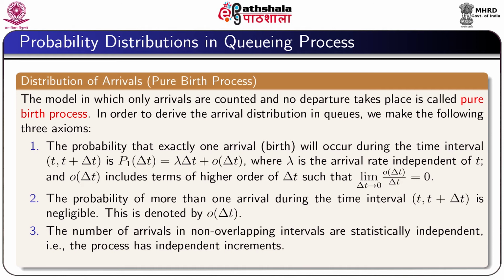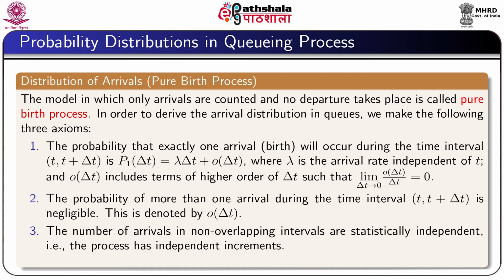Axiom number 1. The probability that exactly one arrival or birth will occur during the time interval t plus delta t is p1 delta t, which is equal to lambda delta t plus order of delta t, where lambda is the arrival rate independent of time t and order of delta t includes terms of higher order of delta t such that limit delta t tends to 0, order of delta t by delta t is equal to 0.